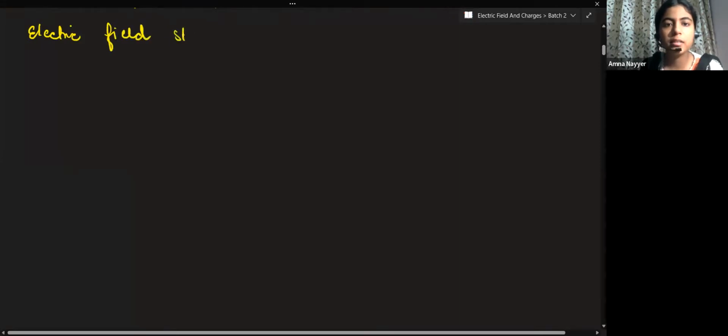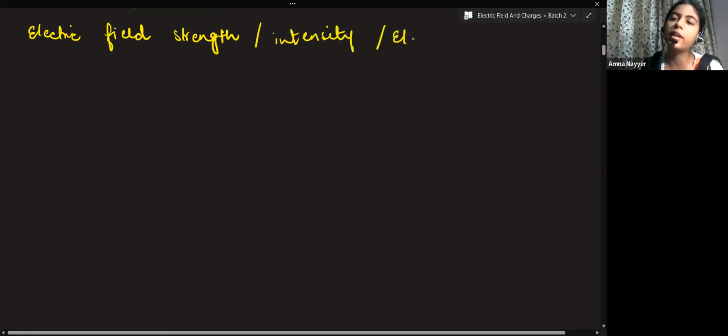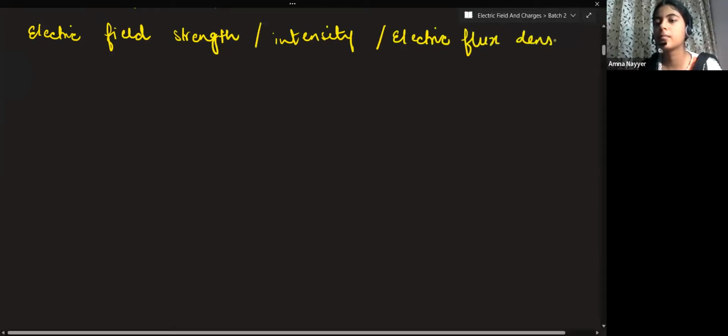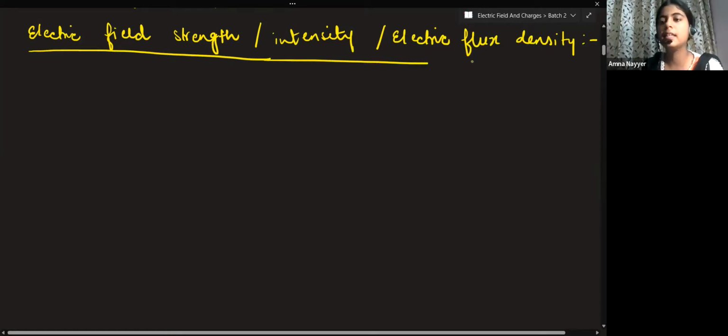So that was the introduction of electric field. Now we have to know what is electric field strength, or the intensity of electric field, or you can even say electric flux density. Electric field strength, intensity, or electric flux density. Now see what is meant by this.